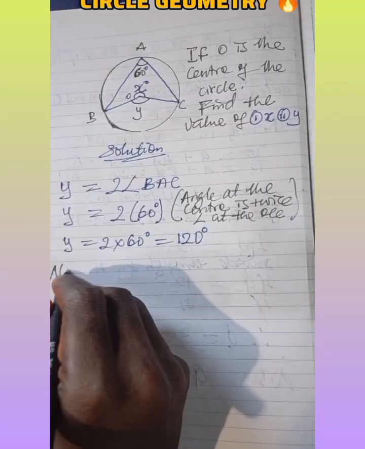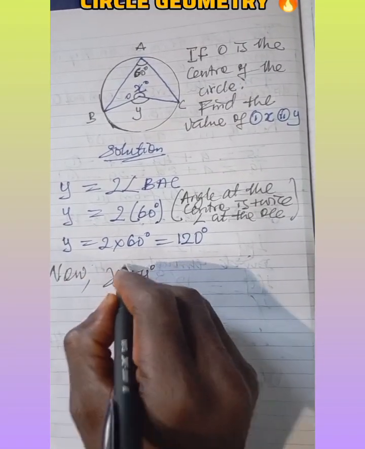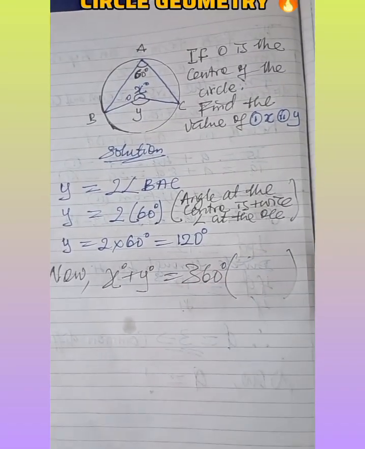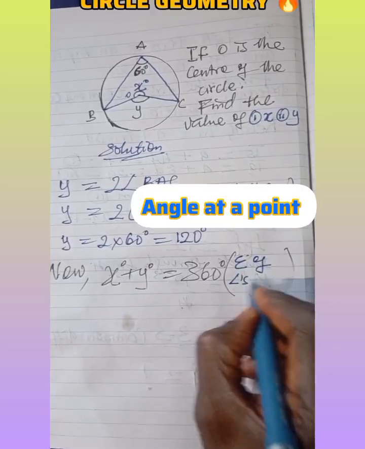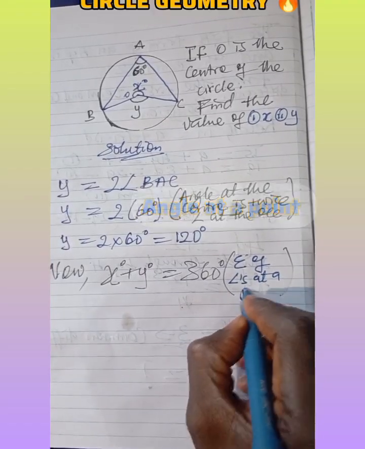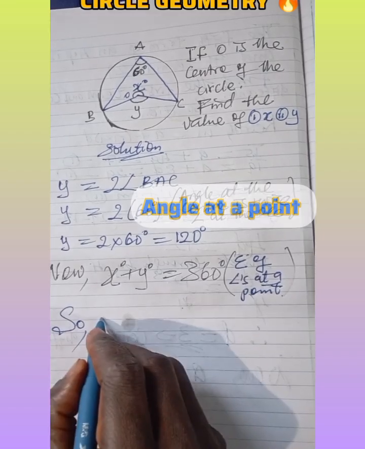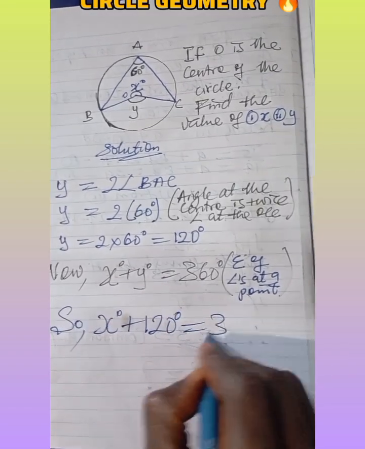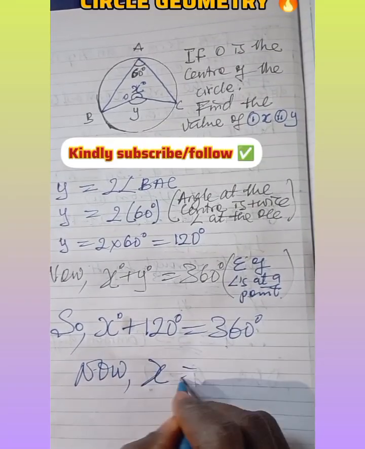Now x plus y is 360 degrees, the reason being sum of angles at a point. So we have x plus 120 degrees is equal to 360 degrees. Now x is equal to dash.